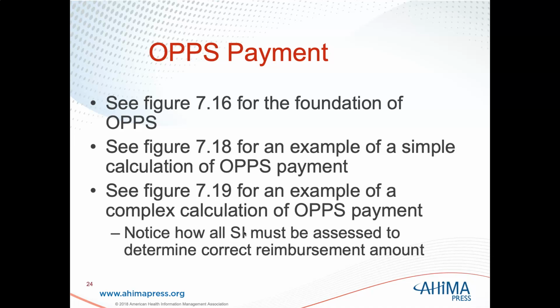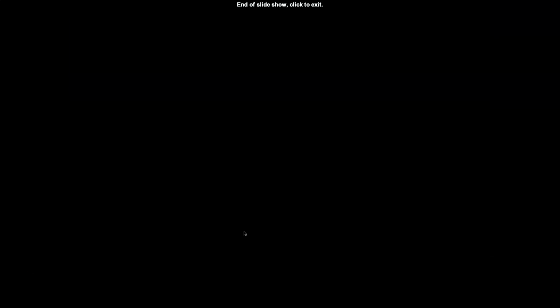They also are directing you to look at some figures of examples for wage index and adjustment formulas, simple calculation of OPPS payment, complex calculation of OPPS payment, and these are on page 168 in your textbook, and you can walk through those. So that is it for OPPS. We will be back with lecture number 4, which is on ambulatory surgery centers, or ASCs, shortly.